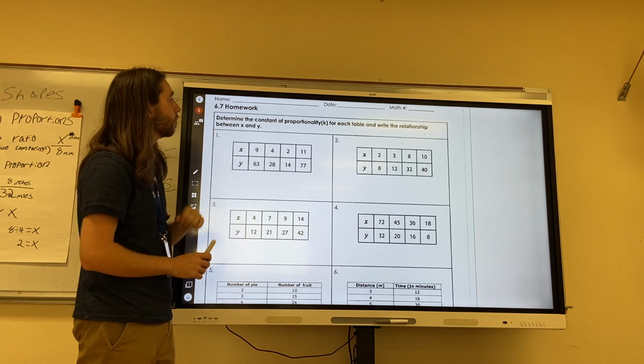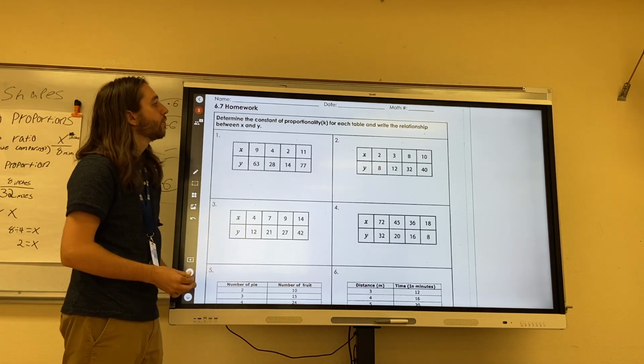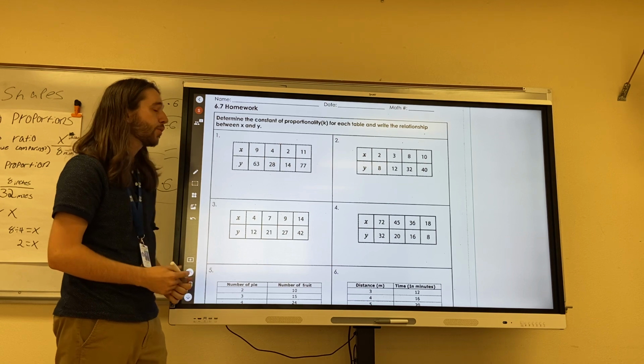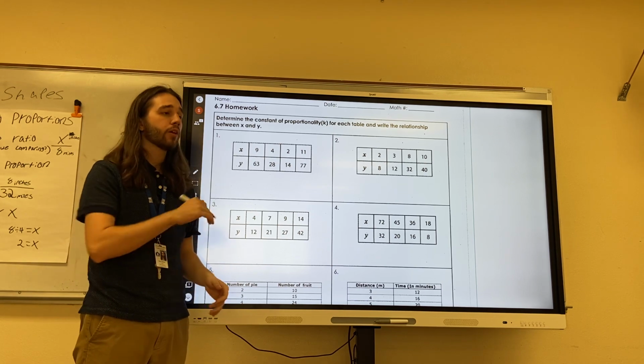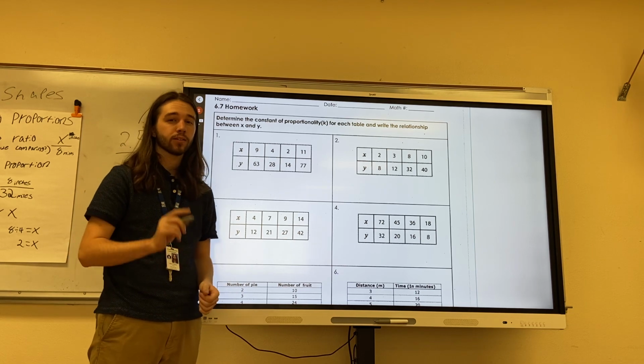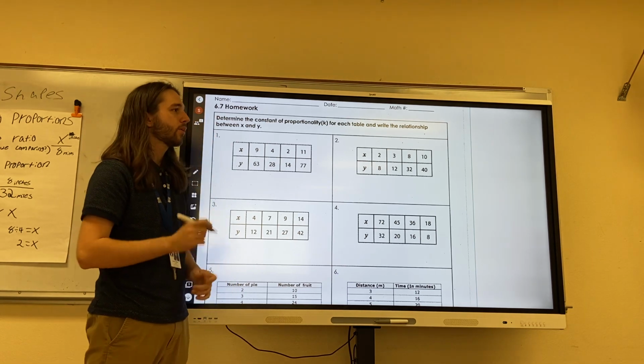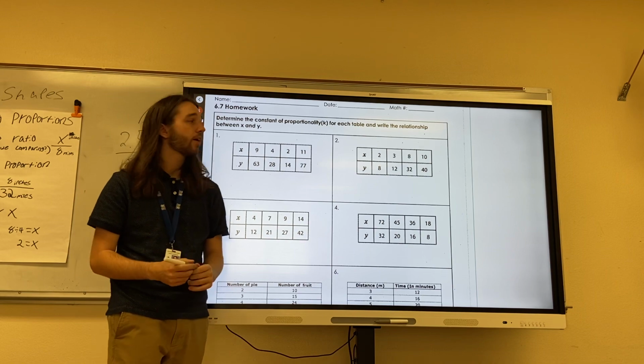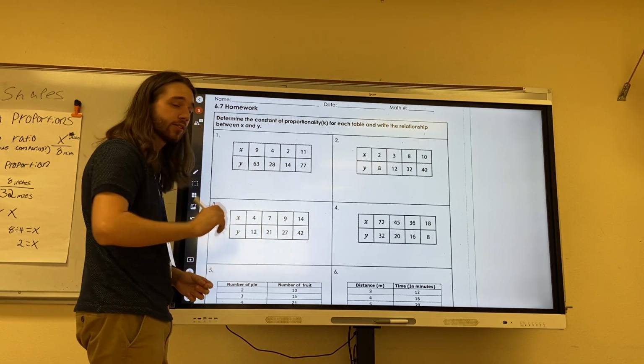It's telling us to determine the constant of proportionality for each table and write the relationship between x and y. Now, that was all in our notes yesterday, or on Wednesday. We haven't had time to put that into practice just yet, but here's what we need to remember. So first off, you should have your notes out. Second, we have 2 equations that we need, right?